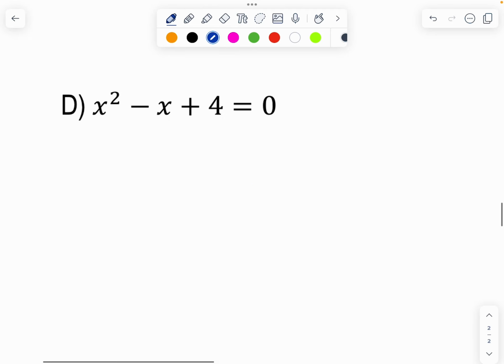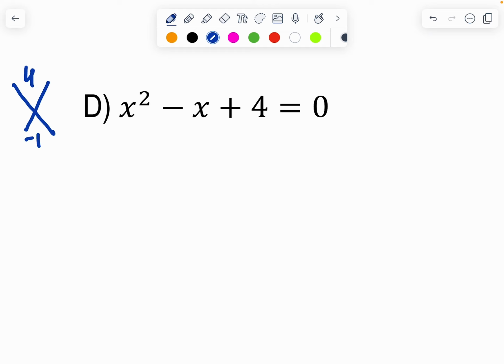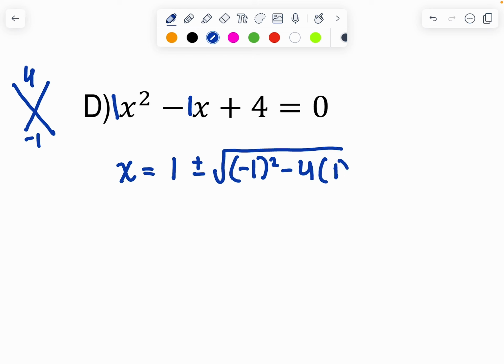All right, moving on to the next one. Can't square root. Going to try to factor. Two numbers that multiply to give me 4 and add to give me negative 1? Nope. So I've got to use the quadratic formula. x equals the opposite of b. b is negative 1, so I'm going to do positive 1, plus or minus the square root of b, which is negative 1 squared, minus 4 times a, which is 1, times c, which is 4, all over 2 times a, which is 1.